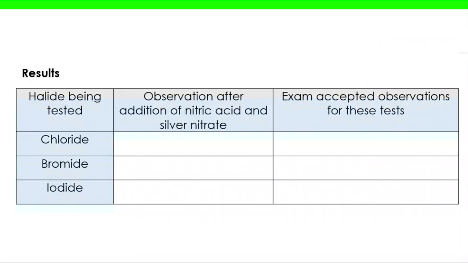So what observations do we make? Well, in these circumstances, with a chloride ion, we would make a white precipitate. With a bromide ion, we would make a cream precipitate. And with an iodide ion, we would make a yellow precipitate.